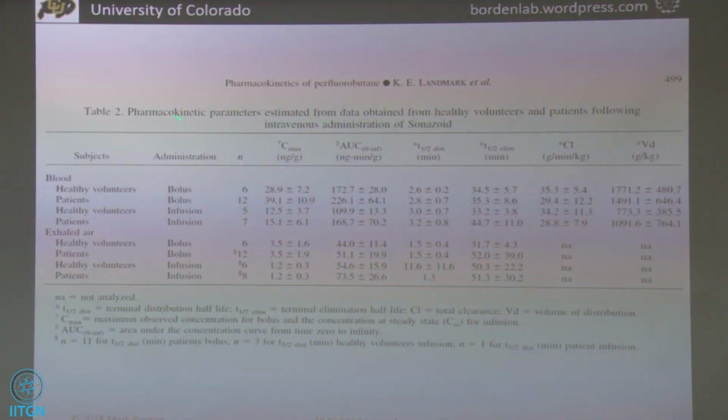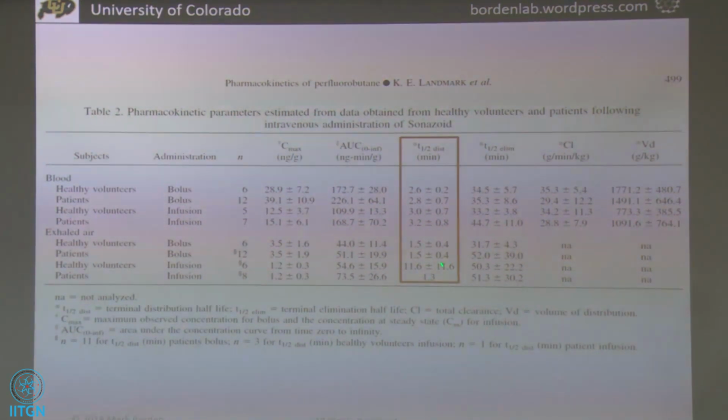Then they measure these concentrations and use pharmacokinetic models to back out the pharmacokinetic parameters. They look in blood and exhaled air, in healthy volunteers, and in patients receiving the bolus versus the infusion of microbubbles. So you can suspend the bubbles and slowly infuse them, or you can inject them all at once, that's a bolus. And they saw a bi-exponential decay, so the distribution, that's really how fast they leave the blood system.